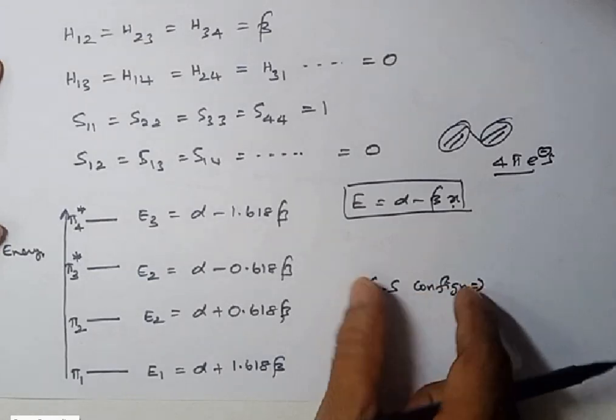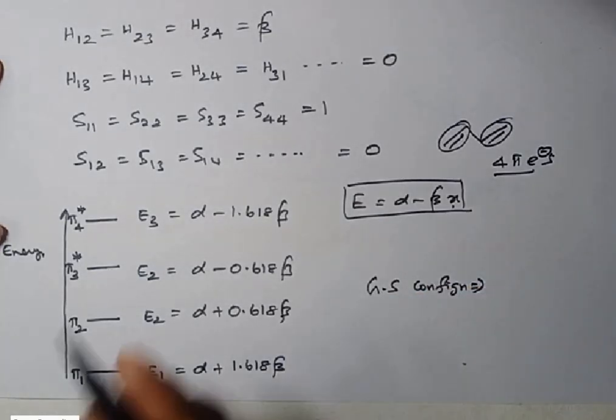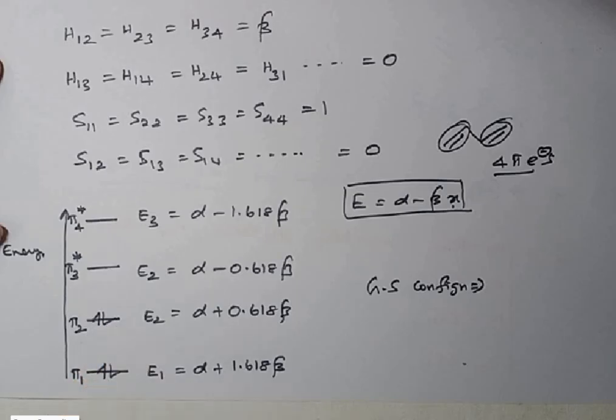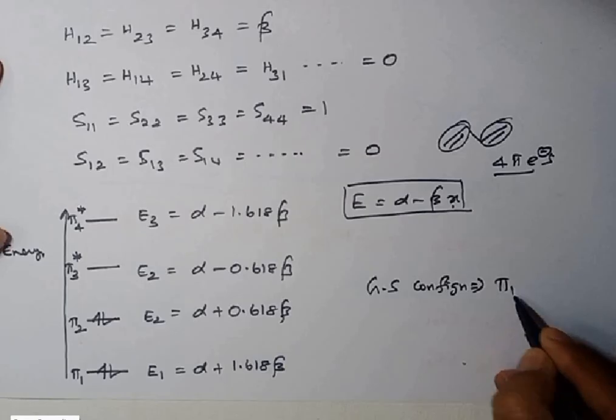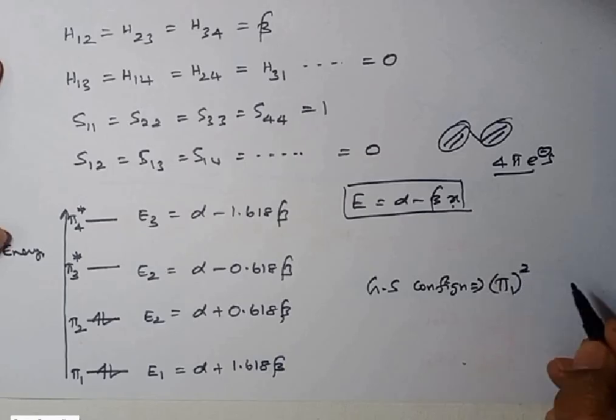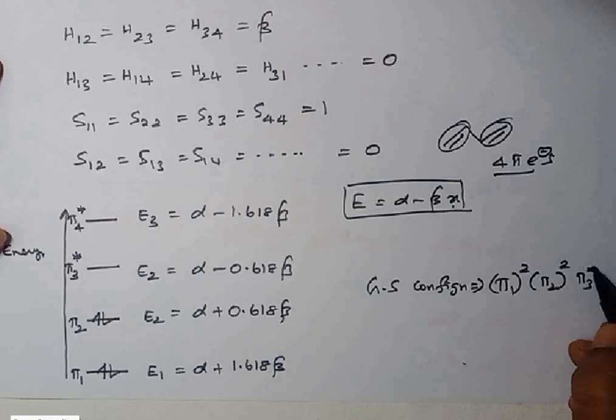For the ground state, listen, each molecular orbital can accommodate only 2 electrons, so place 2 electrons here and 2 electrons here. So we get the ground state configuration. The lowest pi bonding molecular orbital has 2 electrons, and the next pi bonding molecular orbital has 2 electrons. Then the remaining molecular orbitals have 0 electrons. Pi 3 star is empty, pi 4 star is also empty.